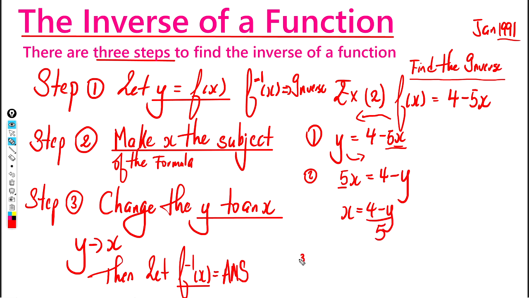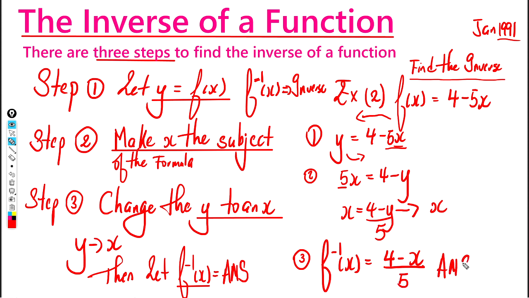And then, of course, the last step is to change the y to an x. And I'm going to say the inverse, which is f to the negative 1 of x, is equal to 4 minus x over 5. And this is the answer. So you see how it's a simple thing? It's not a very hard concept to understand. It's a breeze if you just remember the three steps and follow them. So let's look at the last example.